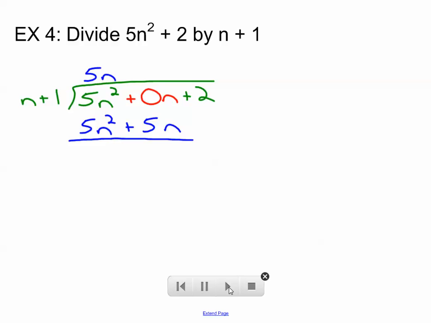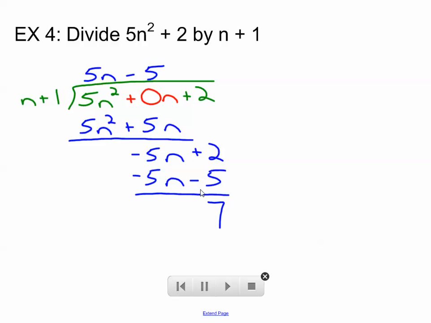Okay, so let's subtract. 0 minus 5 is negative 5, or negative 5n. Bring down the 2. N times what is negative 5n? Negative 5. Negative 5 times n is negative 5n. Negative 5 times 1 is negative 5. We'll subtract, careful. 2 minus negative 5 is like 2 plus 5. That's 7. So there's your remainder, 7 over n plus 1.